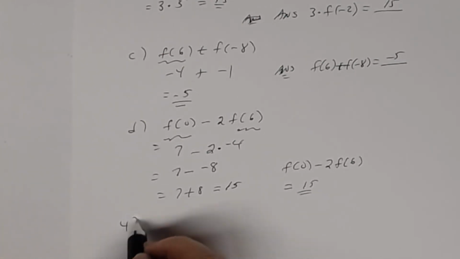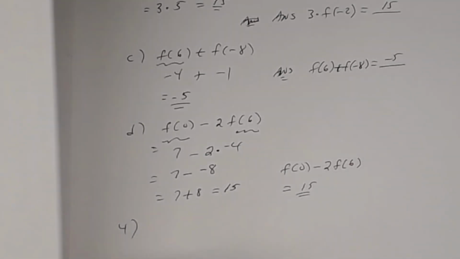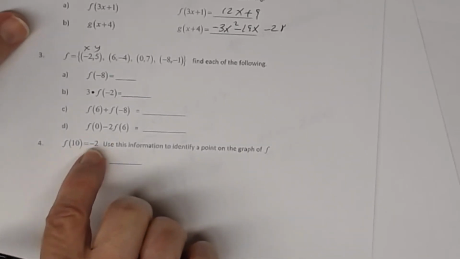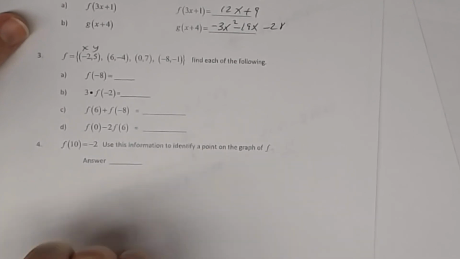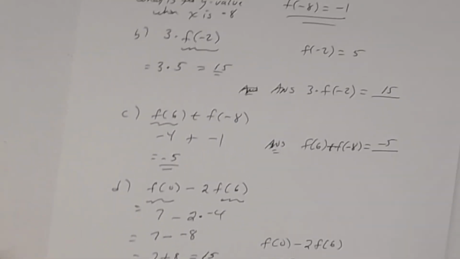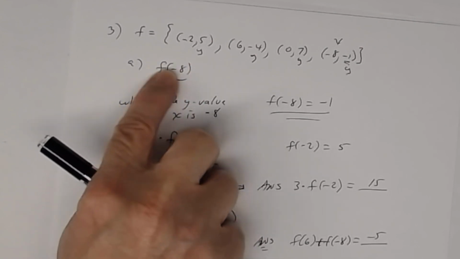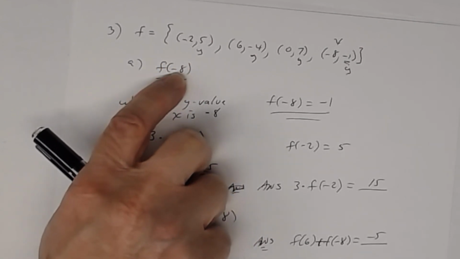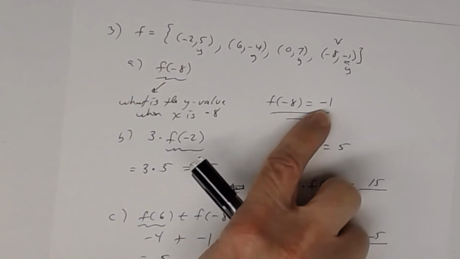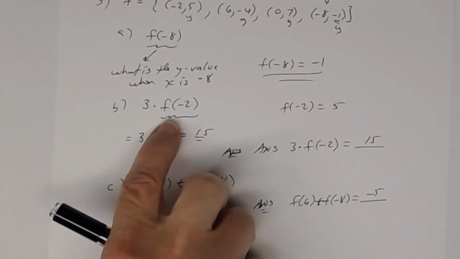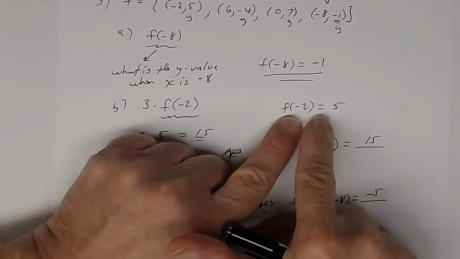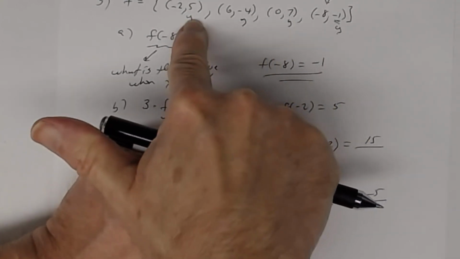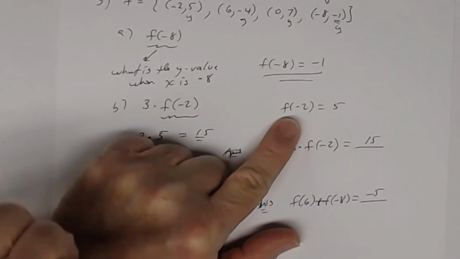All right, and then number 4. Don't let number 4 confuse you. Number 4 says f of 10 equals negative 2, use this information to identify a point on the graph of f. So remember when we talked about that, this means when x is negative 8, my y value is negative 1, right? There's your point. Let's do f of negative 2: my y value is 5 when x is negative 2, so there's your point.